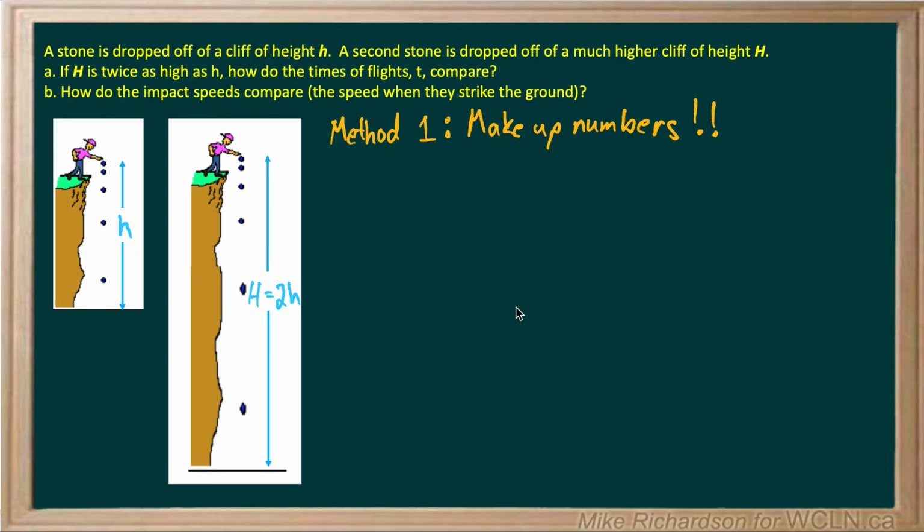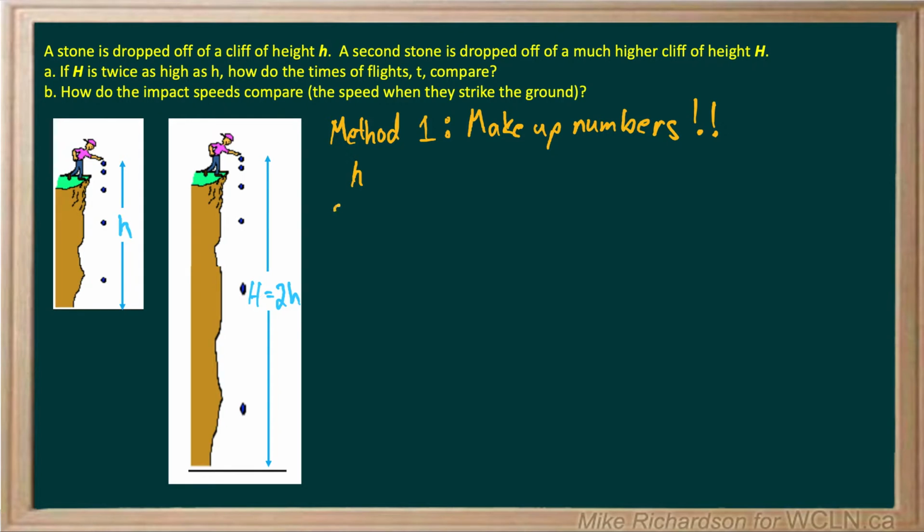Now, this can be a daunting question for a lot of students because there's no numbers in it. But when all else fails, and this is the method I want to start you on, you can make up some numbers and just compare a before and after. So, for example, we know how to solve these projectile questions. We set up our variables. So let's look at the first one, the lower cliff, little h.